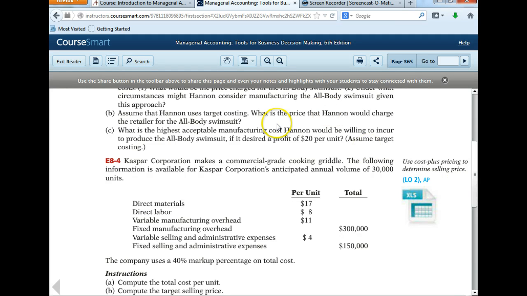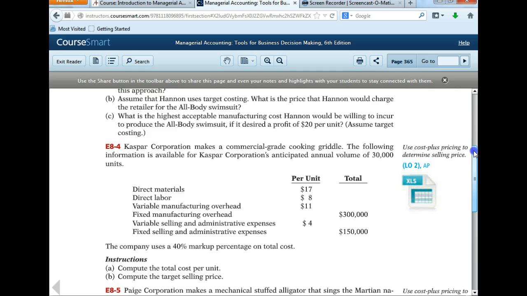Then number 3 says, C says, what is the highest acceptable manufacturing cost Hannon would be willing to incur to produce the all-body swimsuit if it desired a profit of $20 per unit? What is it we've got to sell it for? What kind of cost would we only allow if we want to make $20 per unit? $80 is the target cost. Otherwise, we're not going to be able to sell it, right, for what we want to make on it. Any questions, guys?